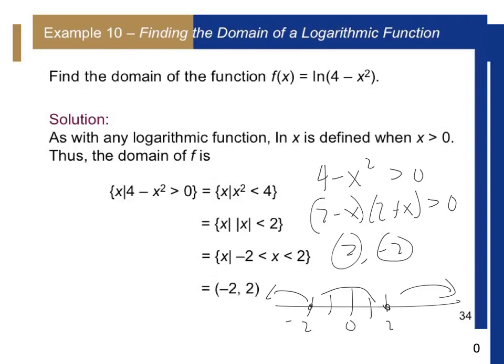So if we tried minus 3 over here, we would get a negative. If we tried 0 here, we get a positive. And if we did 3 over here, we get a negative. So we're looking for the part where it's positive, right? So it's going to be between minus 2 and plus 2. So there's our domain. Remember, it can't be equal to 0. This thing has to be greater than 0. So 4 minus x squared is greater than 0, and our domain is between minus 2 and plus 2, not including the endpoints.